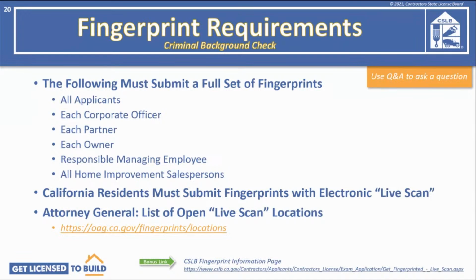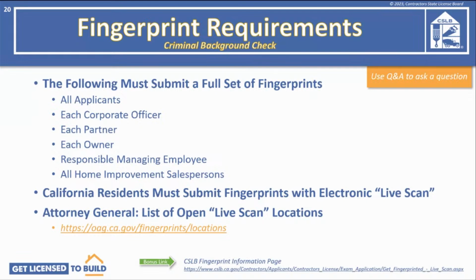Next, let's take a closer look at our fingerprint requirements, which are used for a criminal background check. This is a list of those who must submit a full set of fingerprints to CSLB depending on the type of business entity. All applicants, each corporate officer, each member and manager, each partner, each owner, the responsible managing employee, all home improvement salespersons. If you are in California, you must submit fingerprints electronically with what's called live scan.